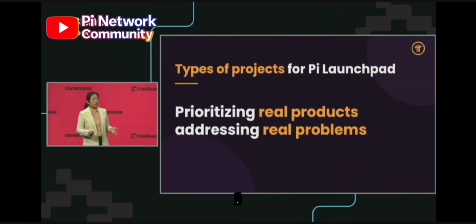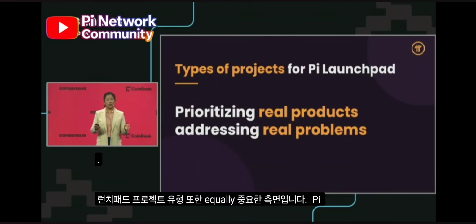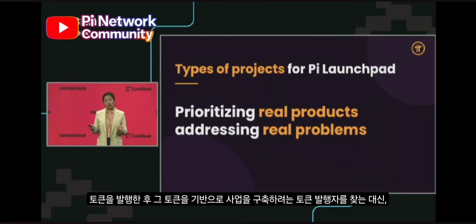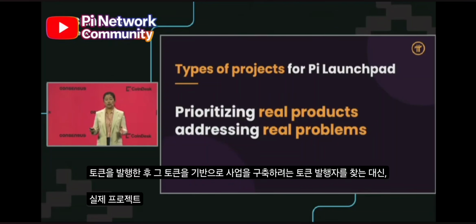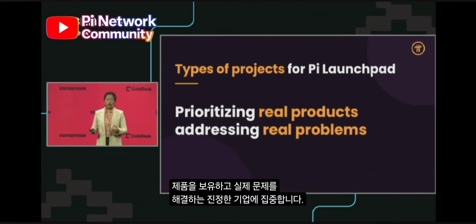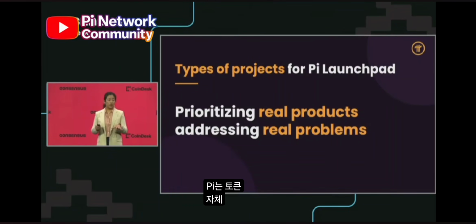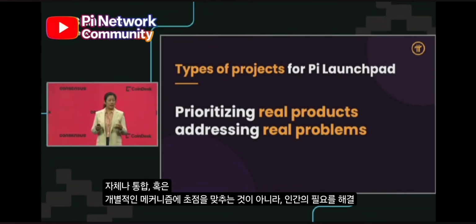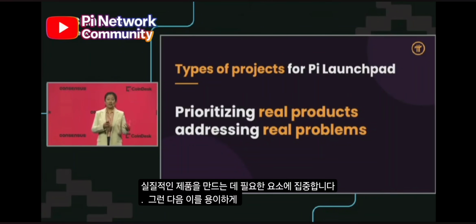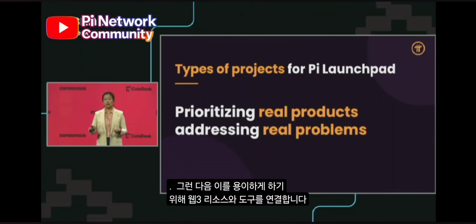There is another aspect that is equally important, which is the types of projects for Launchpad. Instead of looking at token issuers whose intent is to issue a token and then build a business around the token, Pi Launchpad actually focuses on real businesses with real projects, real products, which have a real problem to solve. Pi's focus is not on tokens for their own sake, or integrations or mechanisms in isolation, but what it takes to actually build a real product that solves human needs, and then connect the Web3 resources and tools to facilitate that.